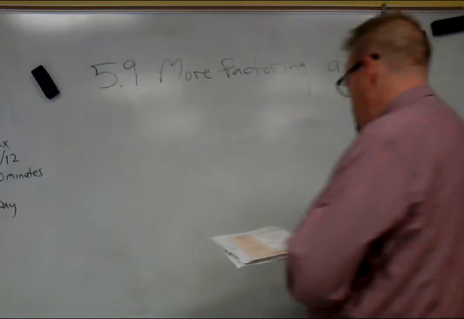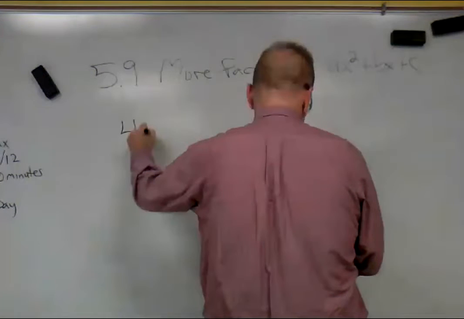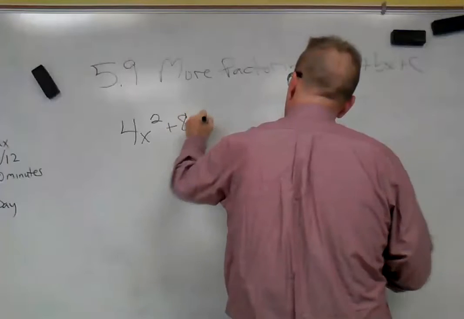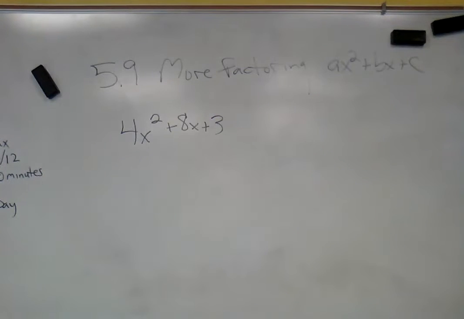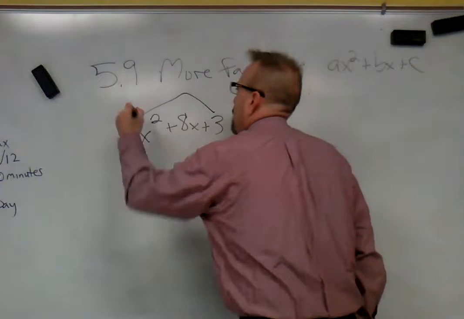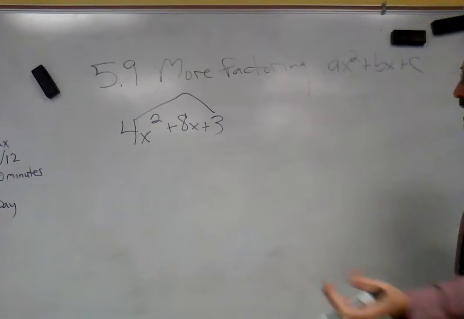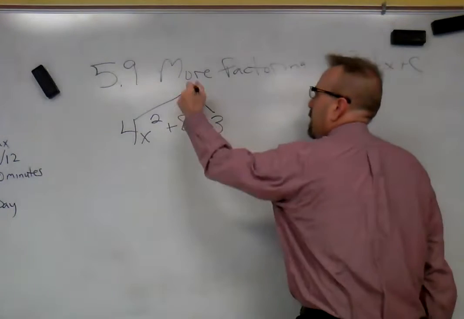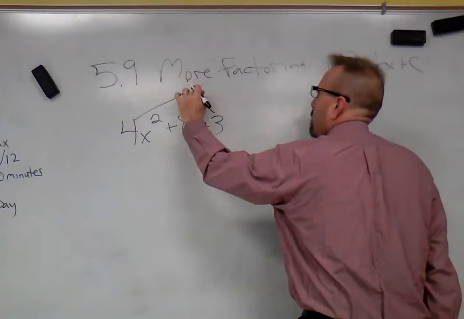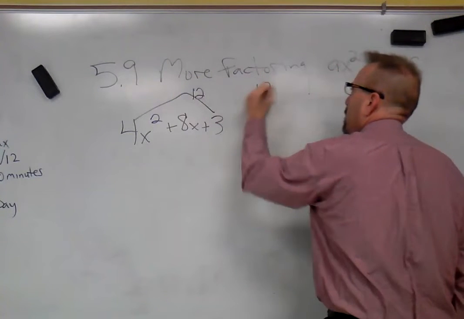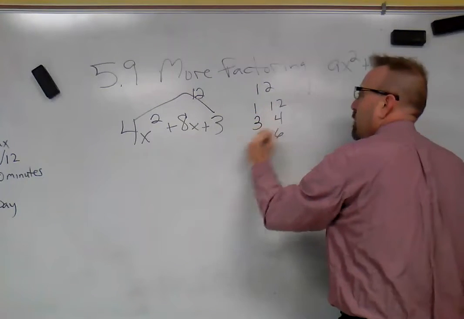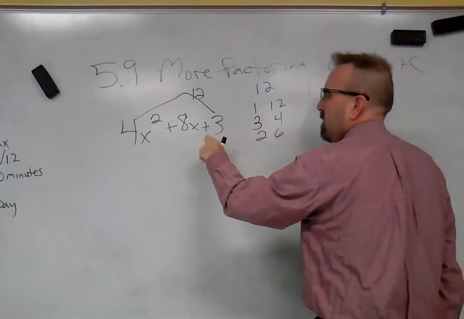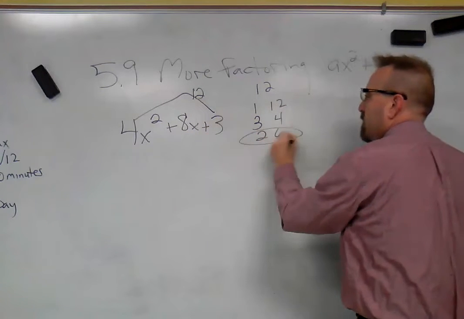All right, yesterday we were factoring where we have a number as the lead coefficient other than 1. So step 1, we said, was multiply that coefficient A by the last one, C, and we get 12. Now we look at our factor pairs of 12, and we want the pair that adds, in this case, to be 8. So that's going to be 2 and 6.